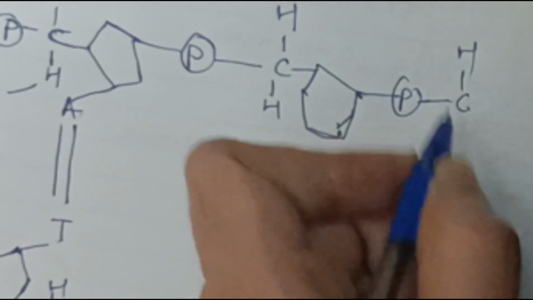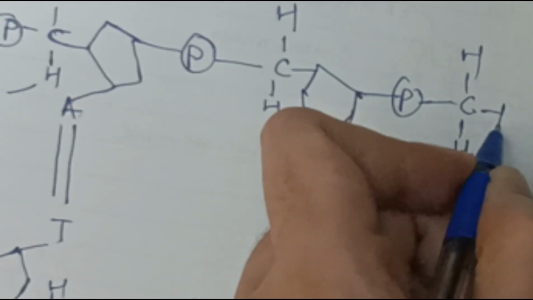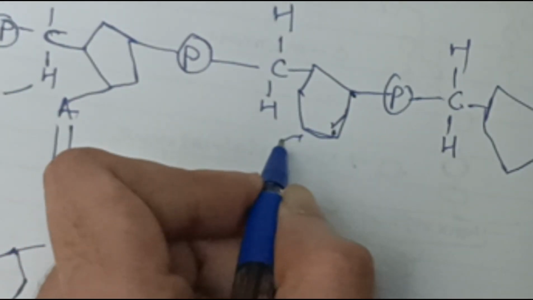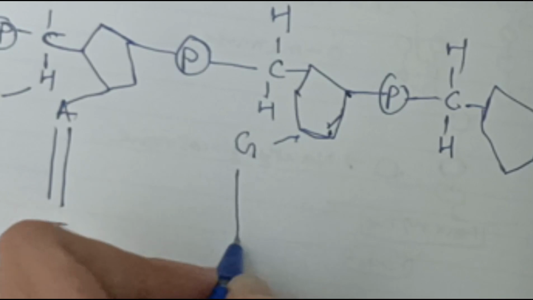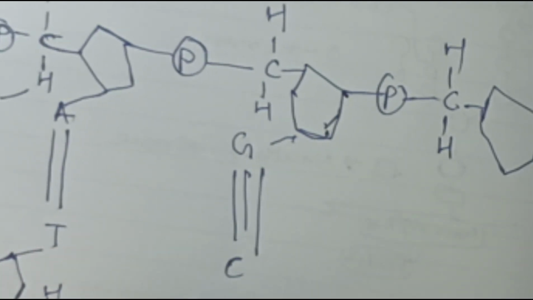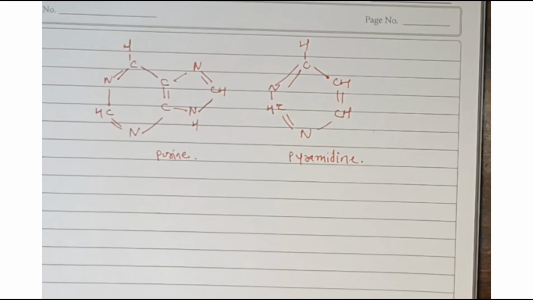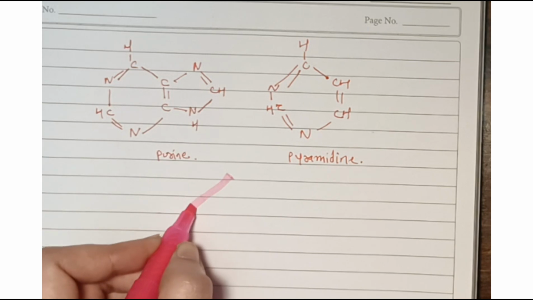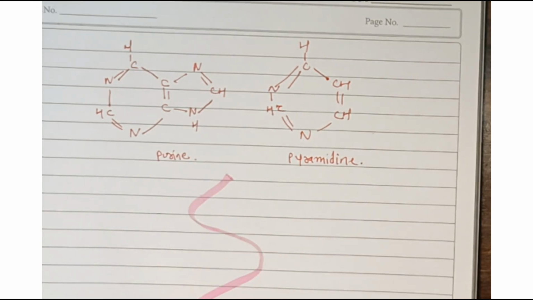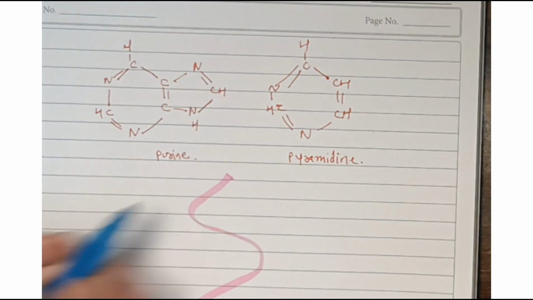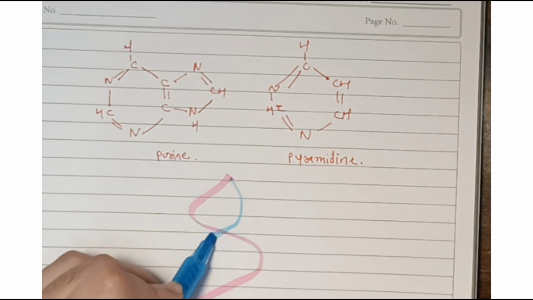A nucleotide has 3 components: a nitrogenous base, a pentose sugar, which is ribose in the case of RNA and deoxyribose in the case of DNA, and a phosphate group. There are 2 types of nitrogenous bases, known as purines and pyrimidines. Purines consist of adenine and guanine, and pyrimidines consist of cytosine and thymine, and uracil in the case of RNA. Cytosine is common to both DNA and RNA, thymine is present in DNA, and uracil is present in RNA in the place of thymine.